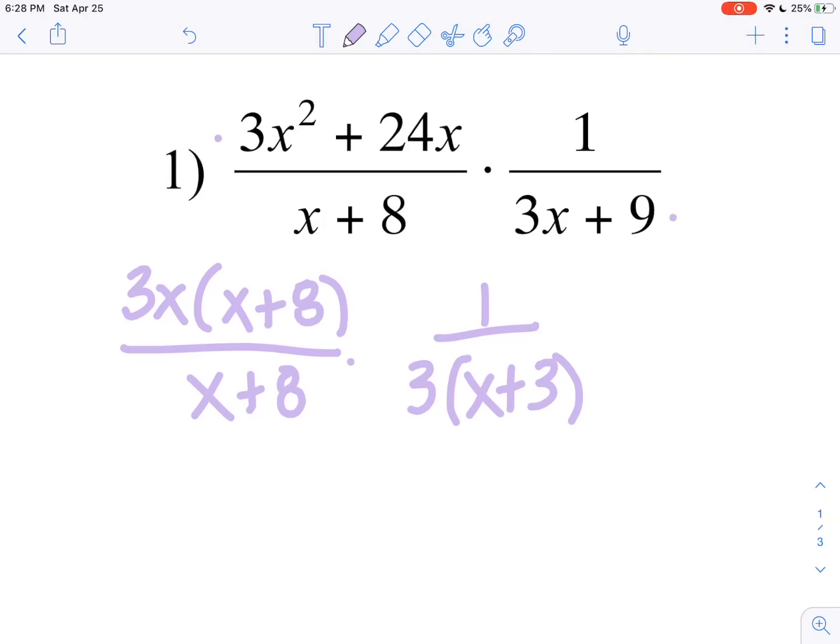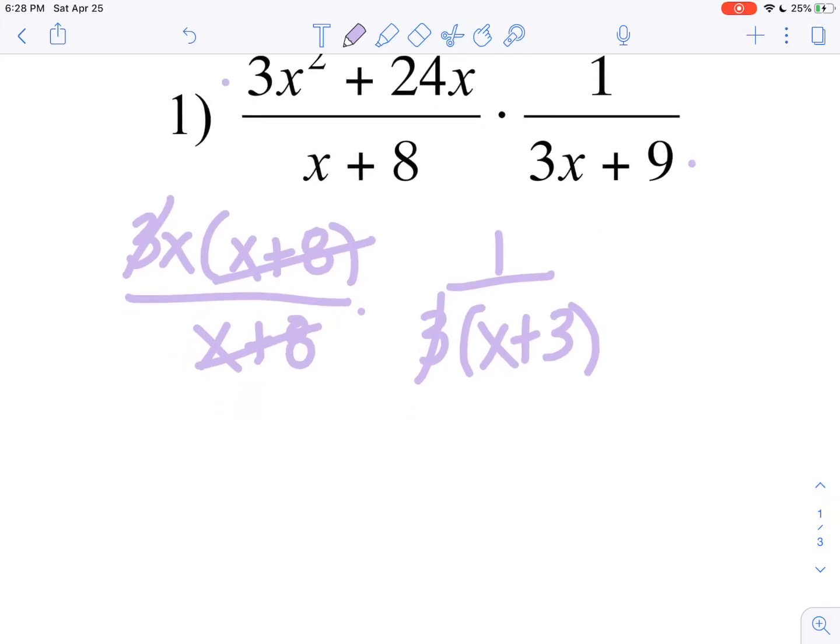Okay, so I'm going to cross out something from the top that matches with something from the bottom. It doesn't have to be in the same fraction. It could be in the other fraction, just so long as one's from the top, one's from the bottom. So the x plus 8 cancels out. And remember, when you factor out a GCF, that's fair game to now cross out. It's not a part of your binomial anymore, so you could simplify that with stuff. Well, I have a 3 in the top and a 3 in the bottom, so those are going to cancel with each other. And then I don't see anything else that matches.